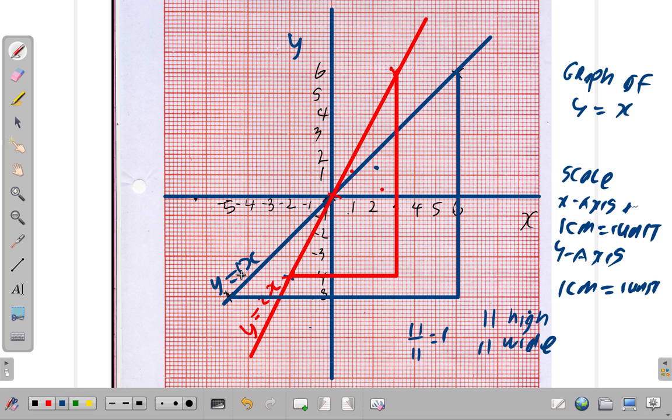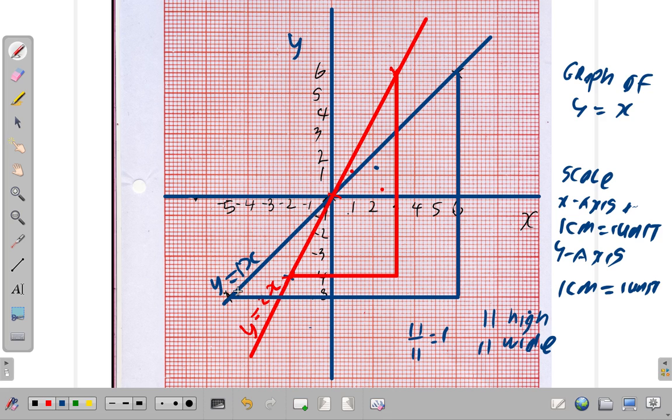Now, you could try the same thing with y equals 3x and see if the height of the triangle divided by the width of the triangle that you form between any 2 points on that line will give you 3. Well, I know that it will be 3. If you try it with y equals 3x, draw the line, choose 2 points on the line, form a triangle, and divide the height of that triangle by the width.